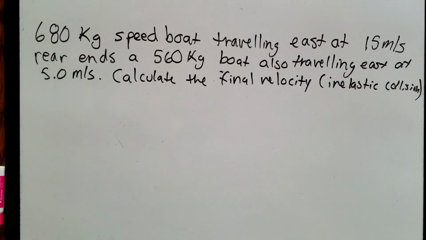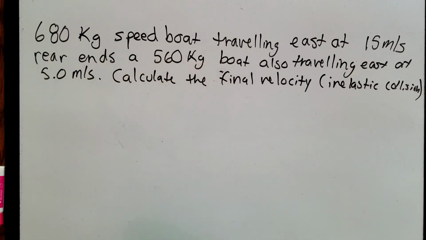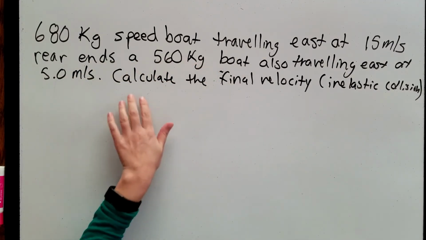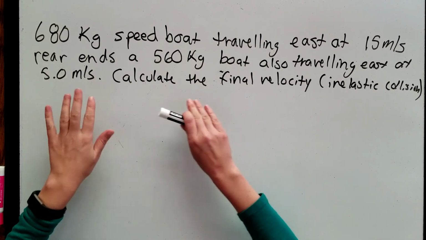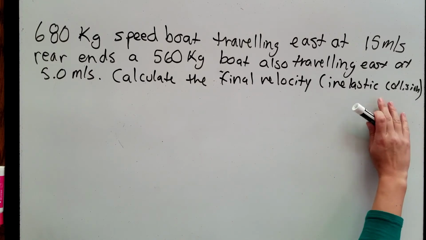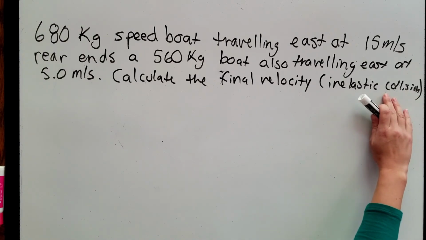We have another collision problem where we have two speedboats colliding into each other. So the first boat is traveling east and it's rear-ending another boat also traveling in the same direction. We're going to be calculating the final velocity once again, and since it's not quite clear, they specifically said that it's an inelastic collision, so we know which equation we're going to be using.